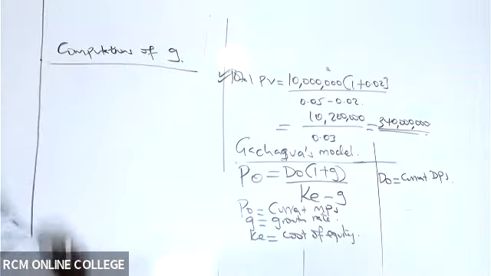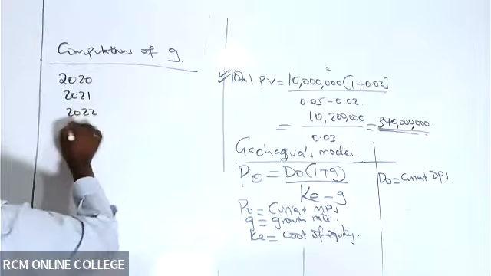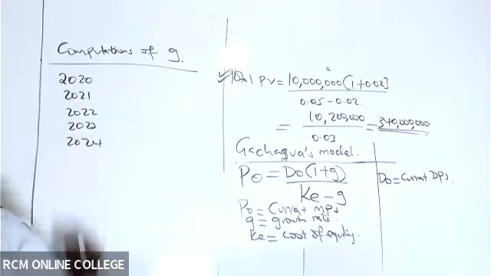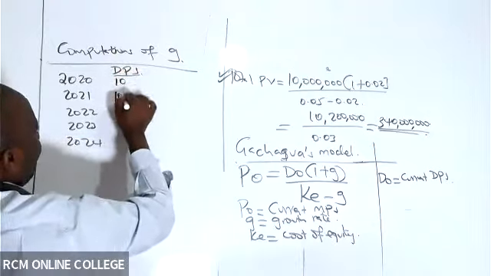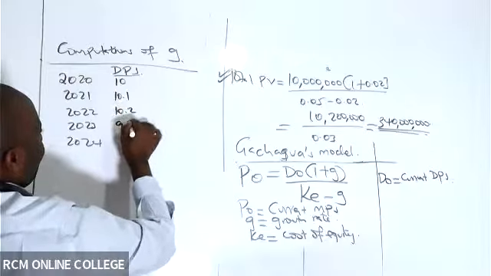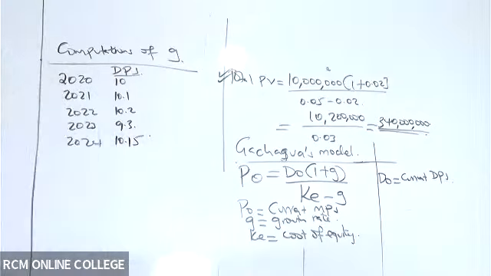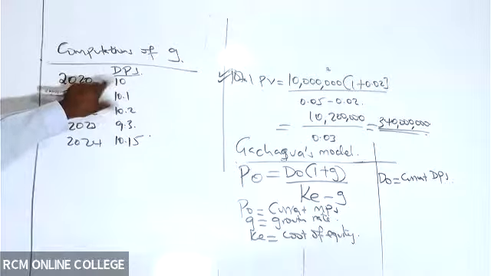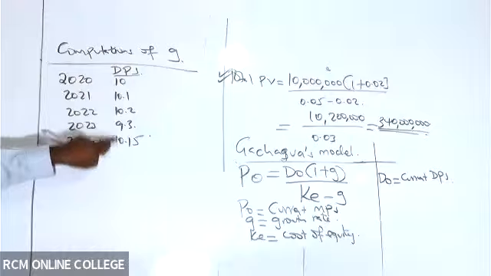Number one, for example, we'll be having 2020, 2021, 2022, 2023, and then we have 2024. And these are our dividends per share. These would have been 10, 10.1, 10.2, 9.3, and 10.15. So, ladies and gentlemen, you can see these dividends have been flowing under a mixed growth rate, but generally there is a growth rate, and of course the growth rate will be between this and this last one.